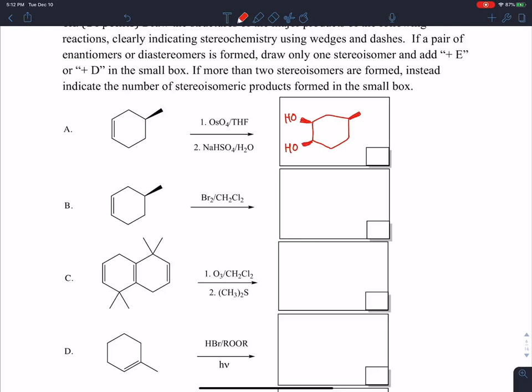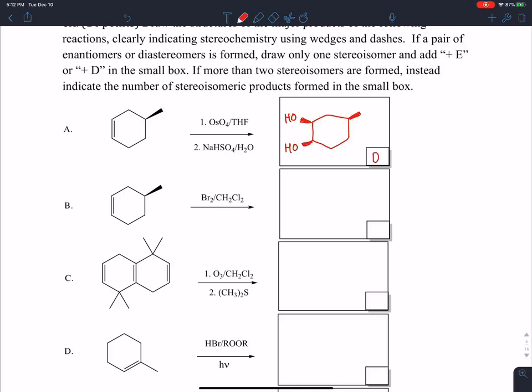So let's say for some reason this was R and this one was S. Well, this one is, let's say, S. In the other answer, that one will stay S, but these ones will change. So that tends to make diastereomers, if you want to write that down.